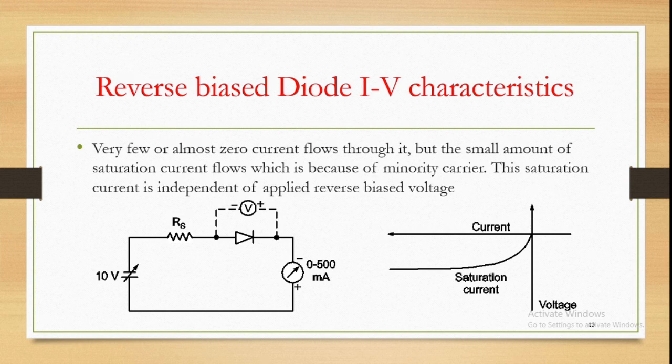So very little or almost zero current flows through it, but a small amount of saturation current flows, which is because of the minority carriers available inside the semiconducting material. So this saturation current is independent of the applied reverse bias voltage. Look at the graph where voltage is increasing, there is no change in the current, until at a particular voltage the current rapidly increases. The voltage at which the current rapidly increases in reverse bias is called the breakdown voltage.